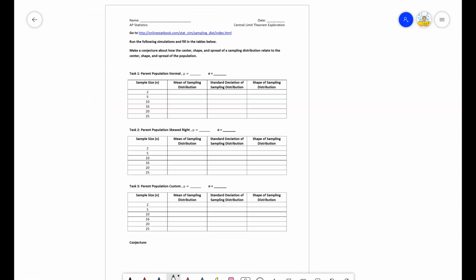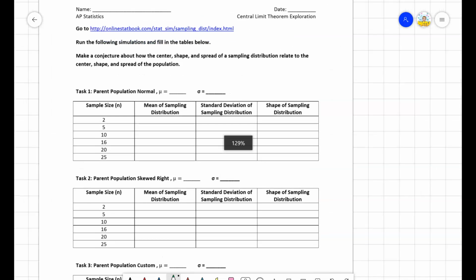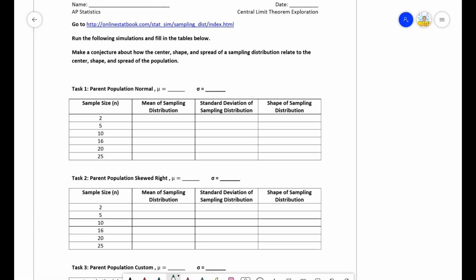So you can find a copy of this worksheet in our Schoology page. But the big thing I want to do here is get to this website that I have listed up at the top here.